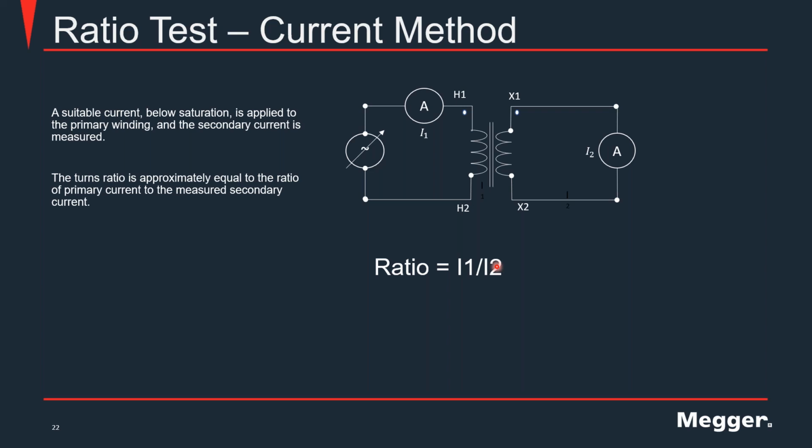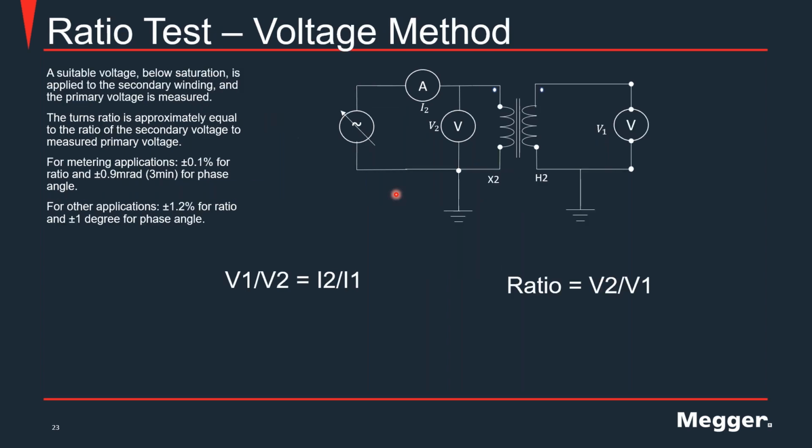The problem with this is that you would need a high current source to inject that current into the primary, and high current sources tend to be difficult to come by, expensive, big, and not as easy to operate as an alternative measurement method that we're going to present here, which is the voltage method.